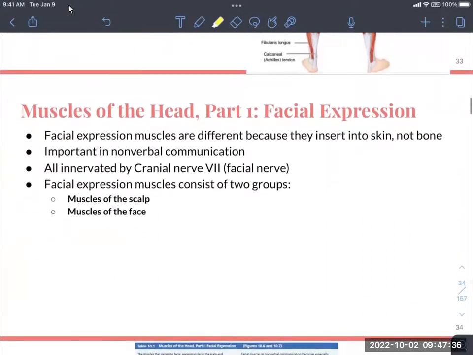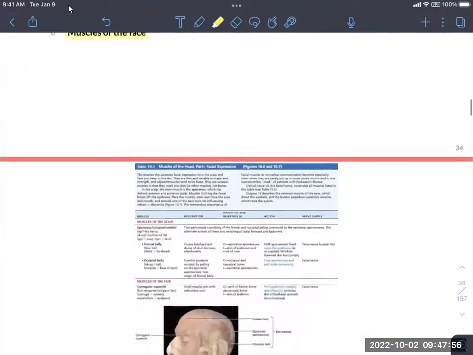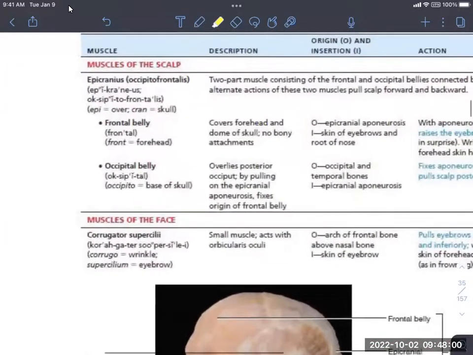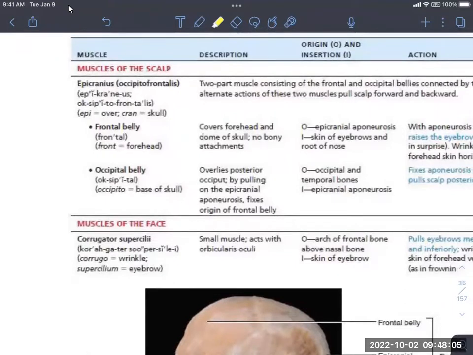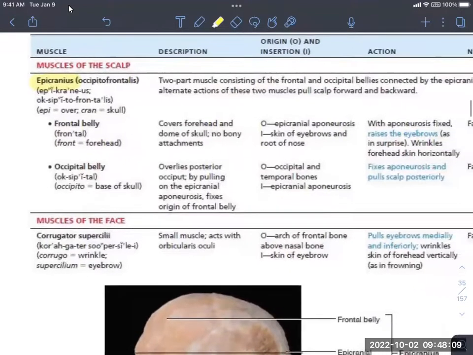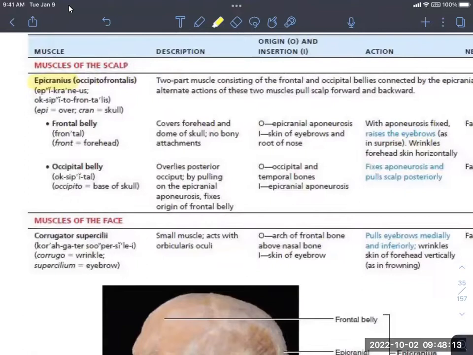So we're going to start with the muscles of facial expression. What allows you to make different faces, whether you mean to or not? They are grouped into muscles of the scalp and muscles of the face. So let's start. We have epicranius. This is one we need to know. Epicranius, technically it has two bellies, and each belly sits on top of the matching bone. Because we have the frontal belly and the occipital belly. So that frontal belly is going to be at that frontal bone. That occipital belly is going to be sitting on top of that occipital bone.